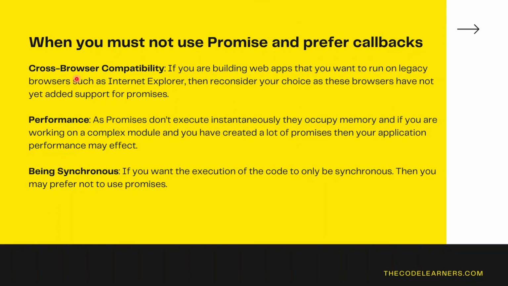Apart from why and where you should use promises, there are also certain reasons where you must prefer using callbacks instead of promises. The first thing is cross-browser compatibility. If you are working on a legacy web app that needs to run on a browser such as Internet Explorer, you need to reconsider your choice because Promise support has still not been added. But there are also polyfills available, like Promisify, which help you implement Promise functionality within Internet Explorer.